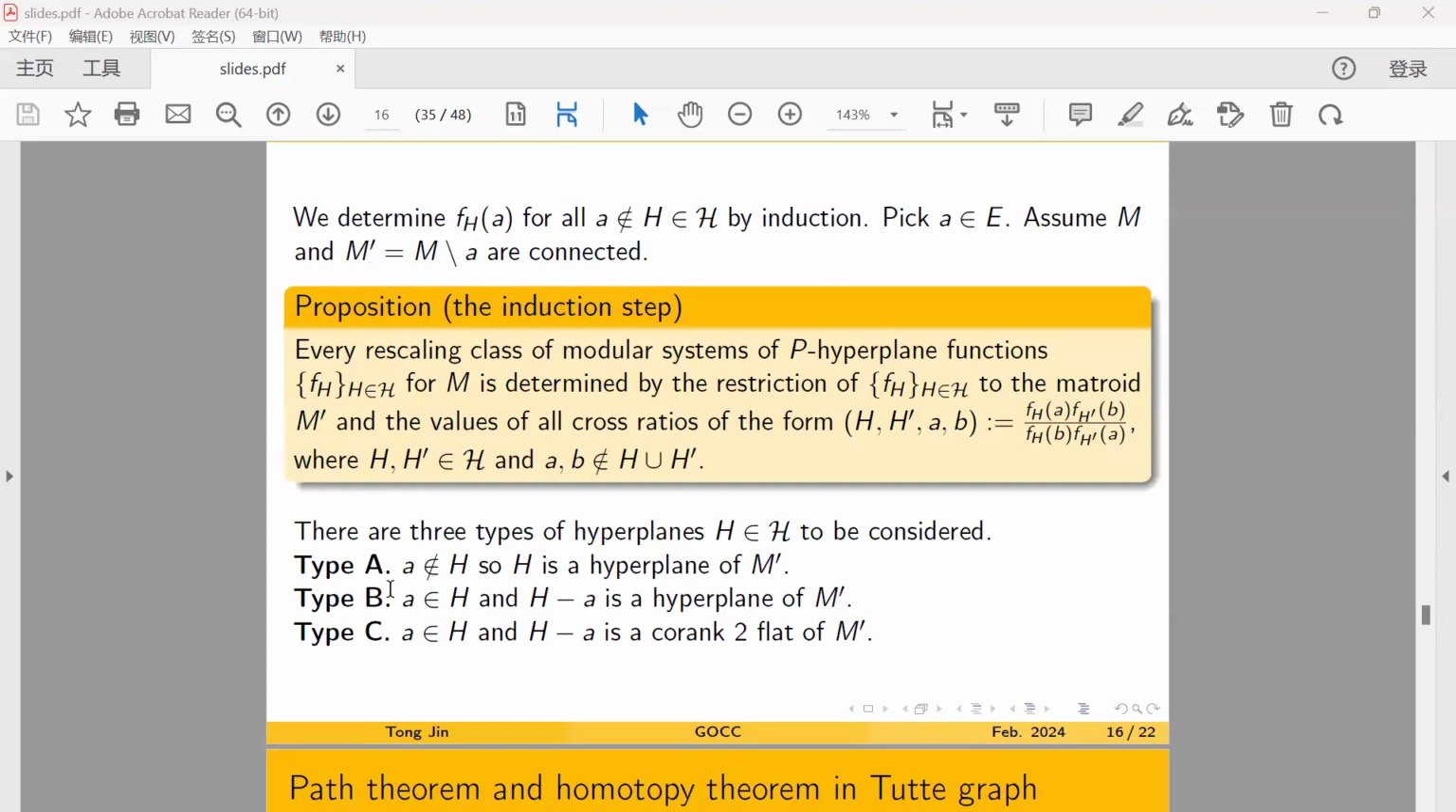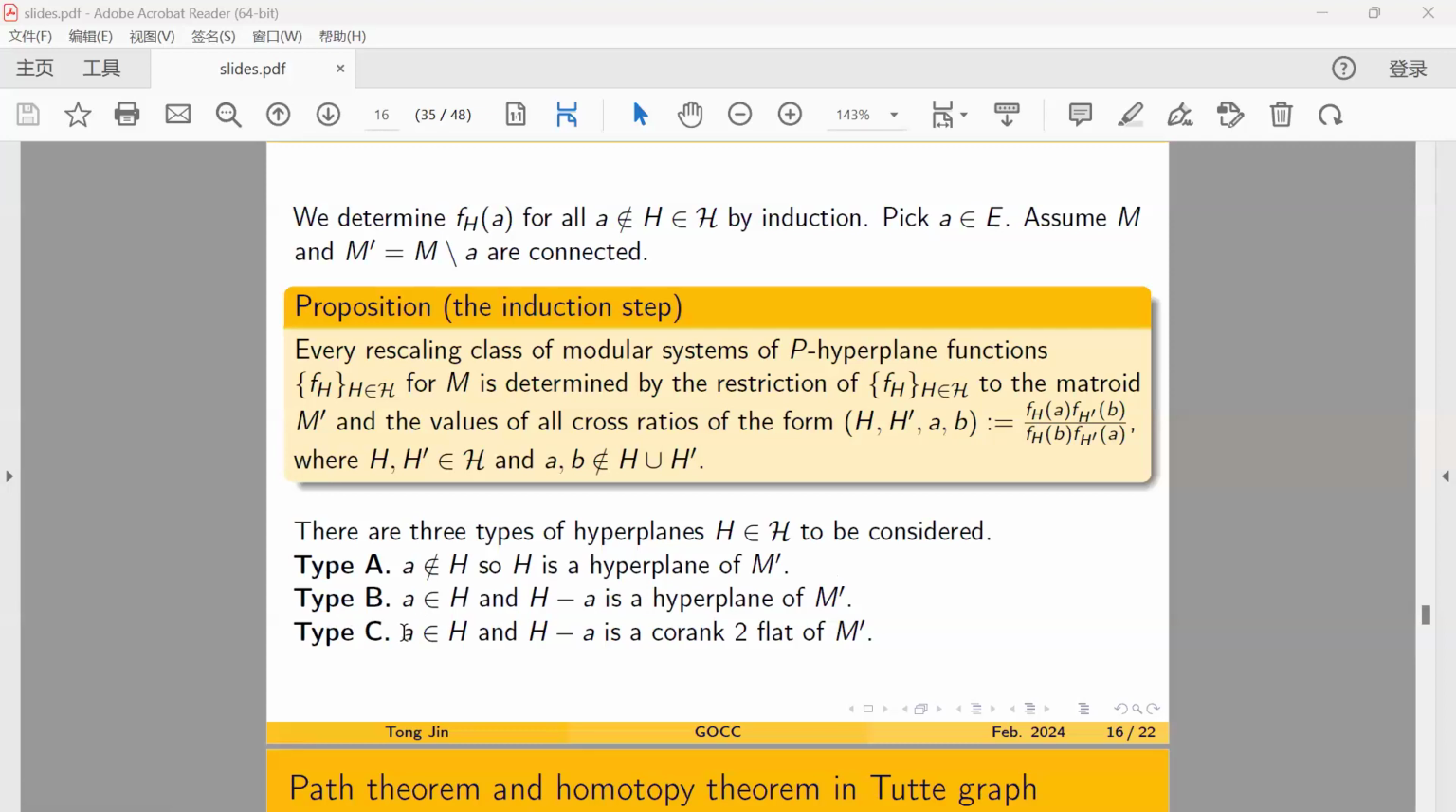Now type B is when the element A is in the hyperplane H, but the deletion H minus A is a hyperplane of M prime. So it is the easiest case, because if H is a hyperplane of M and H minus A is a hyperplane of M prime, then we can get FH for the matroid M just from the hyperplane function FH minus A of M prime. And we can just set FH at A to be 0, that is our first axiom of the hyperplane function, because A is inside the hyperplane.